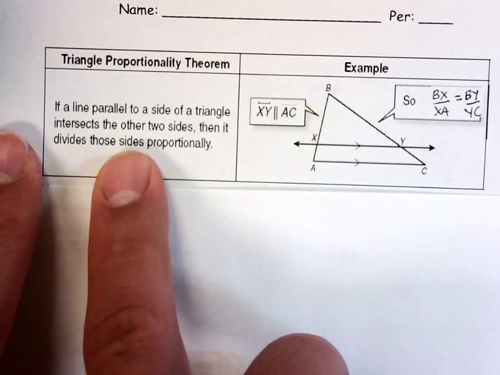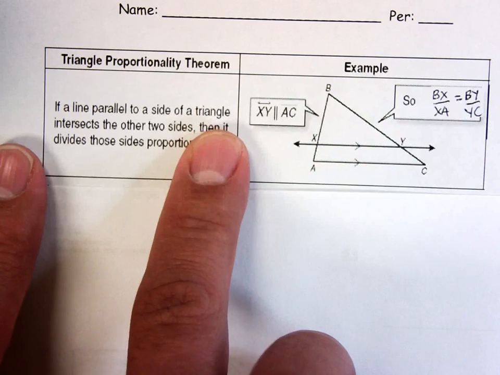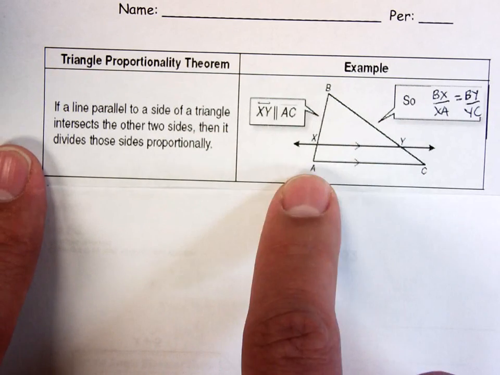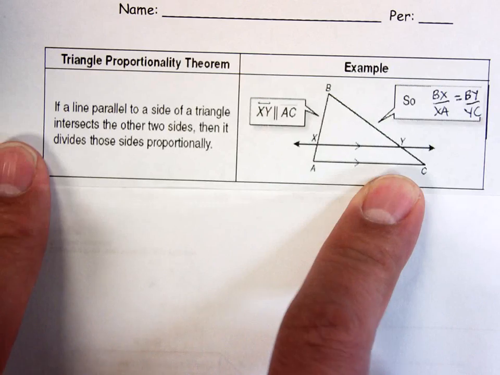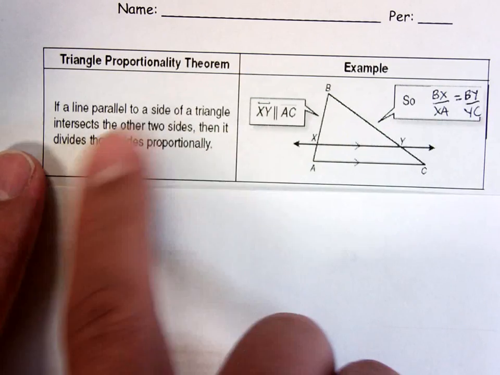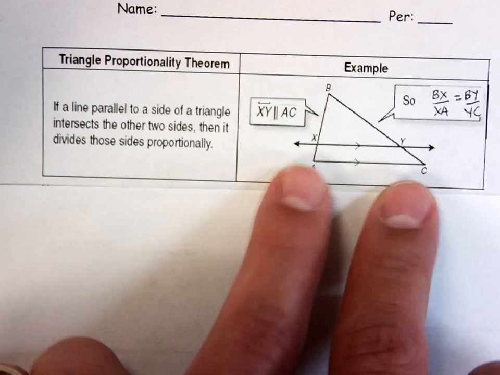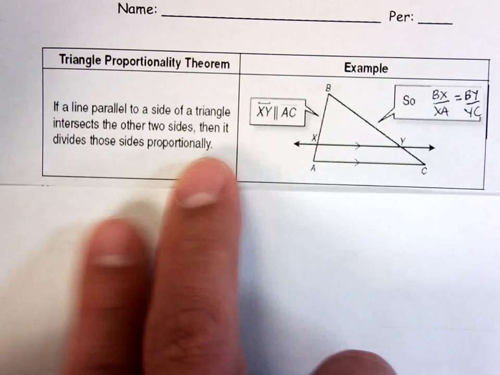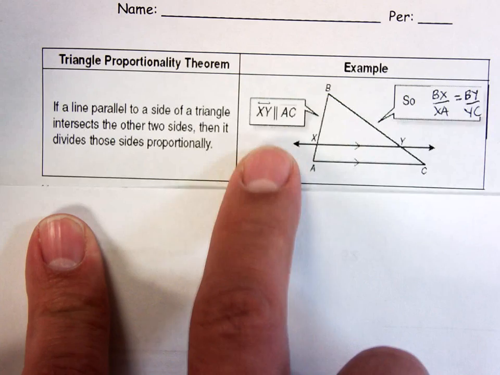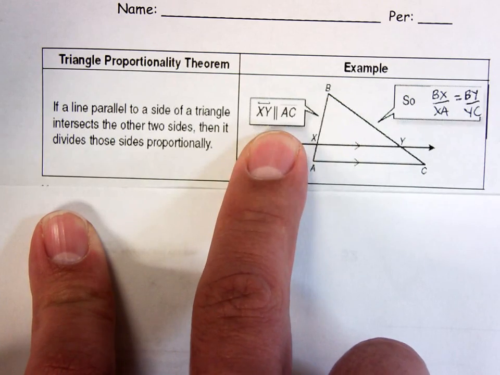If a line is parallel to a side of a triangle, so here's my line, line XY is parallel to side AC of the triangle. So if a line parallel to a side of a triangle intersects the two other sides, there's my intersection right there at X and Y, then it divides those two sides proportionally. So XY is parallel to AC.